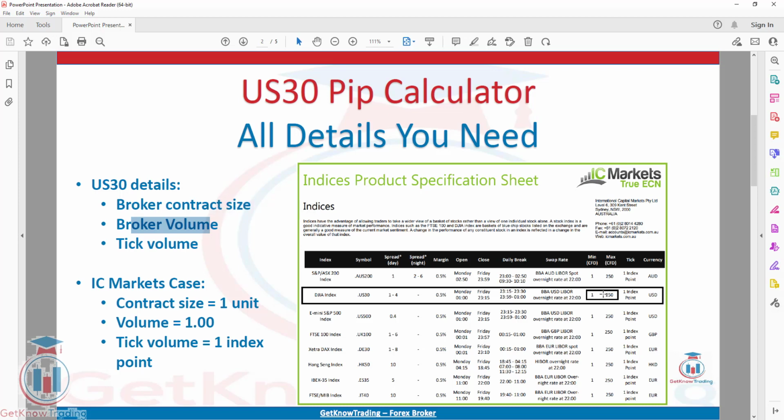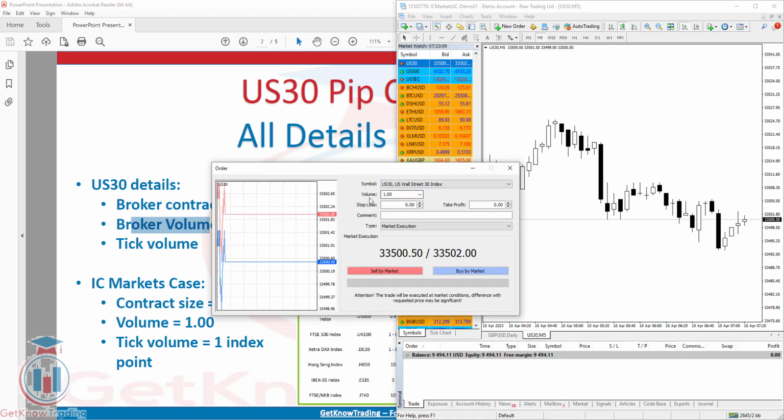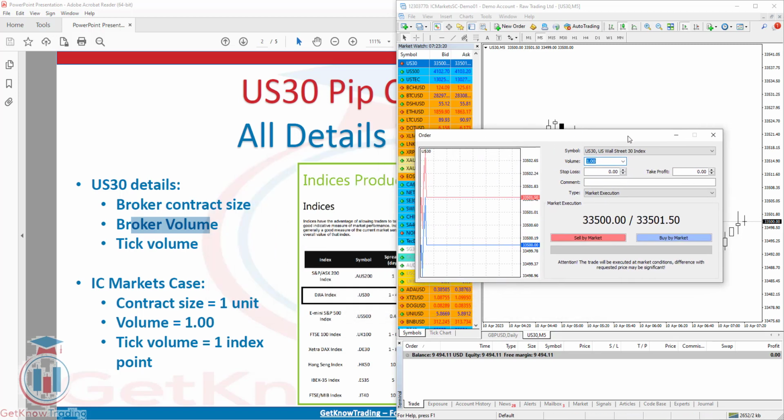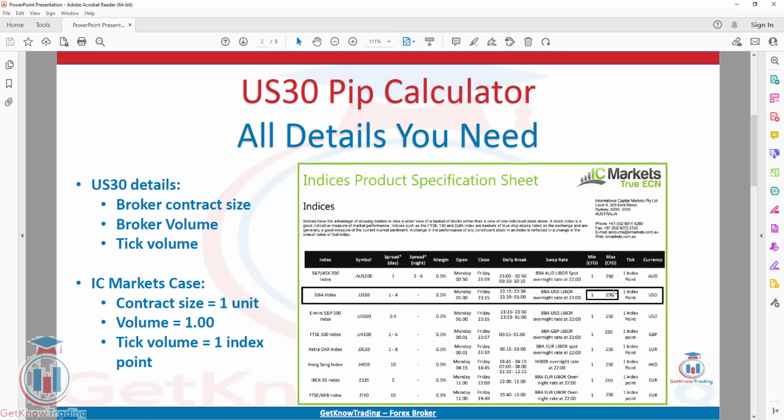Going inside the trading platform, this means that when you want to open a new order, here where the volume is, you can see that the minimum is 1. I cannot go to 0.1 or 0.01 contract size, the lot size, which means micro lot or mini lot. Now the minimum is 1 because they have specified that in their specification sheet.